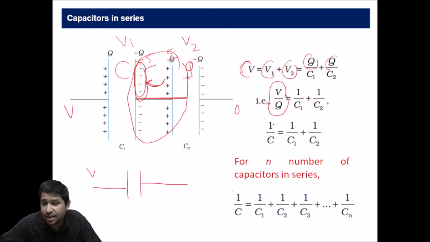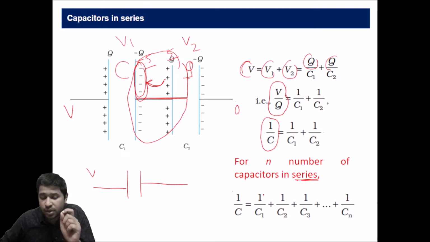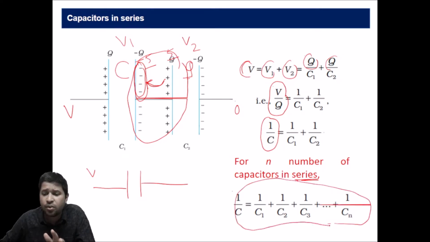So in that case, V by Q can be called 1 by C, and that will be equal to 1 by C1 plus 1 by C2. So from this we come to know that if we connect a number of capacitors in series, then the effective capacitance C will be given by 1 by C is equal to 1 by C1 plus 1 by C2 plus 1 by C3 and so on. As simple as this. So this is how we represent capacitors in series.